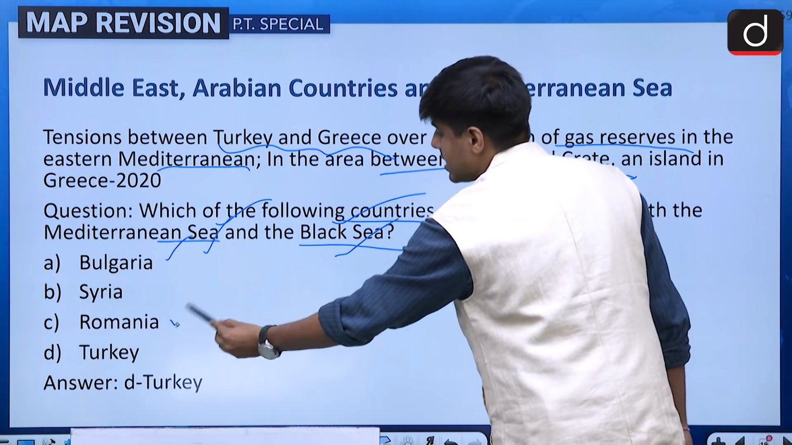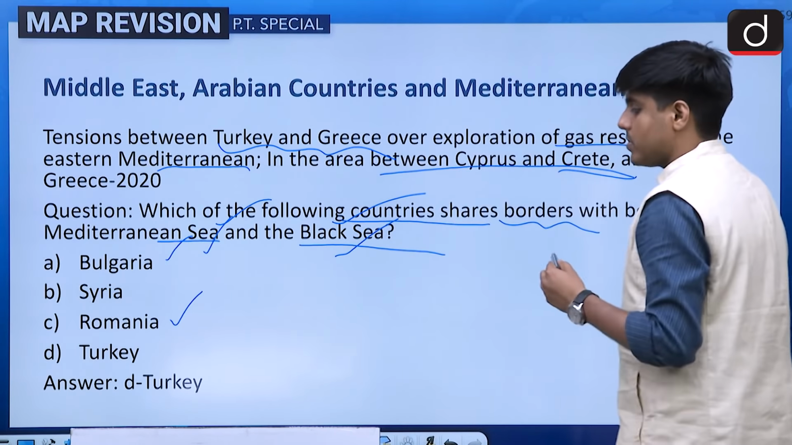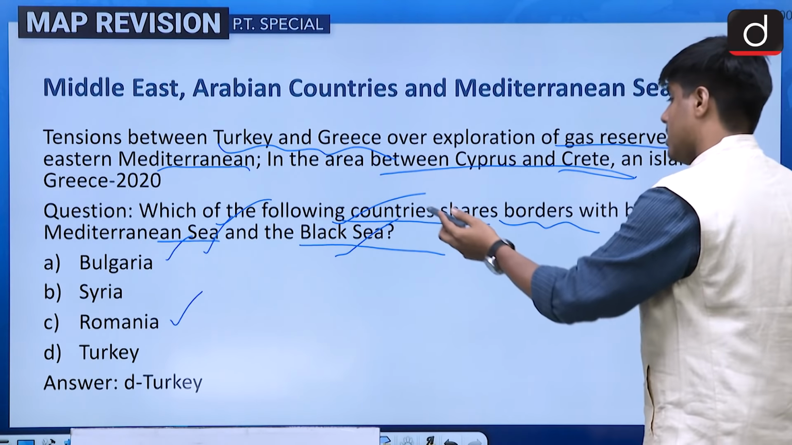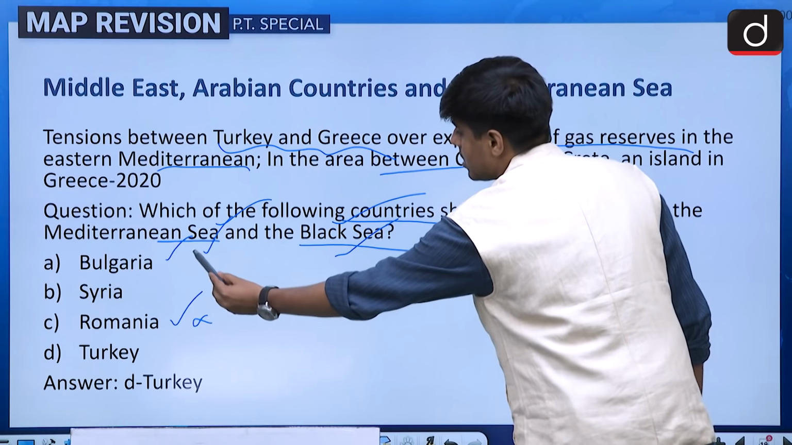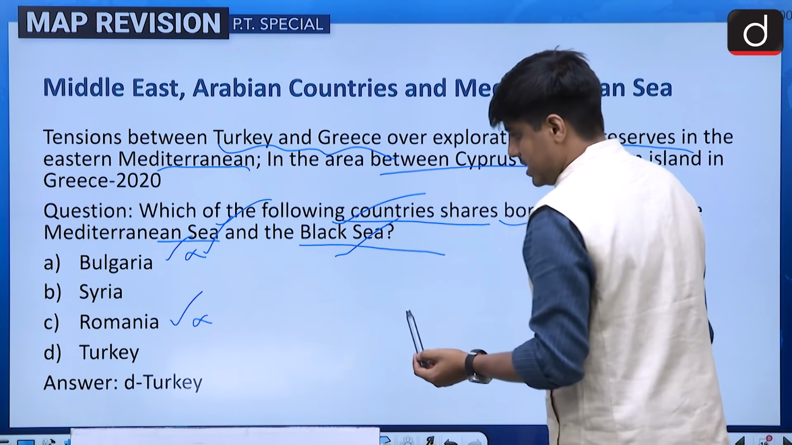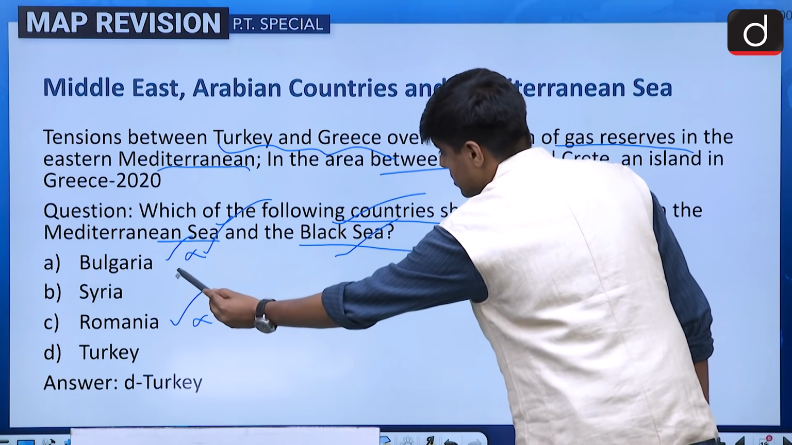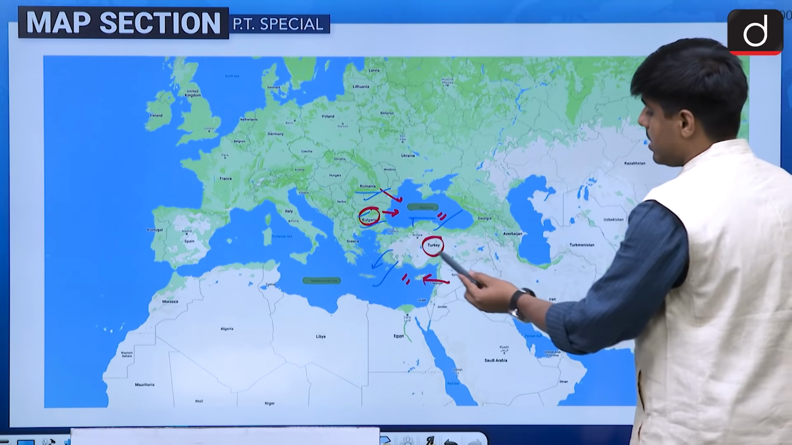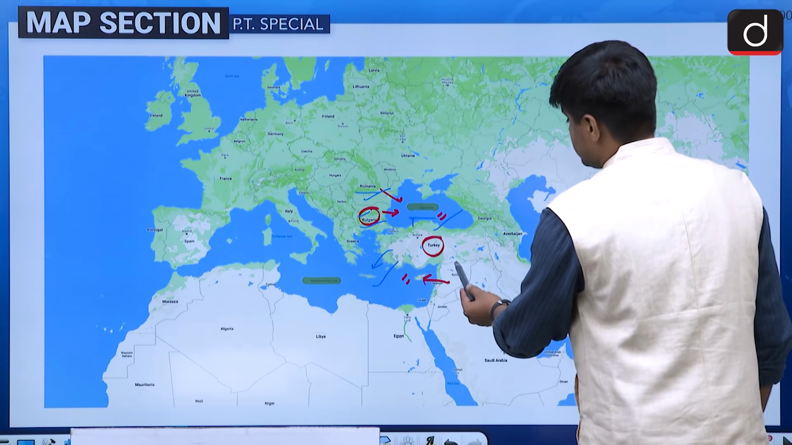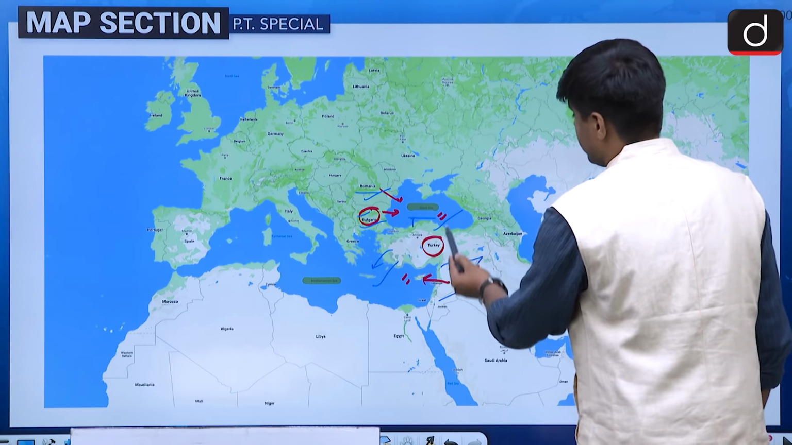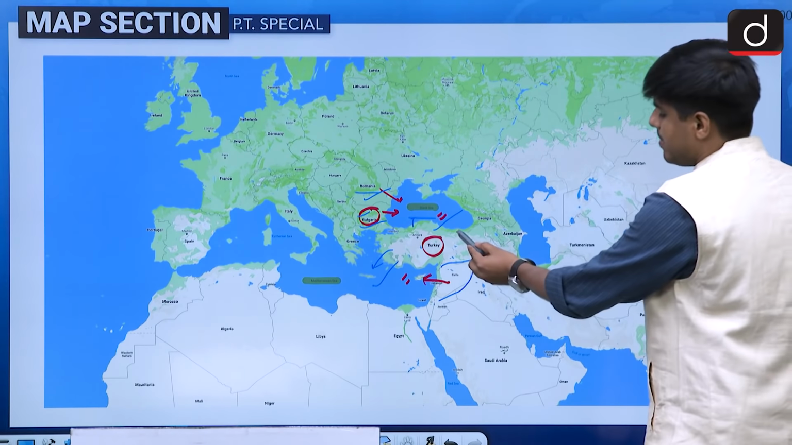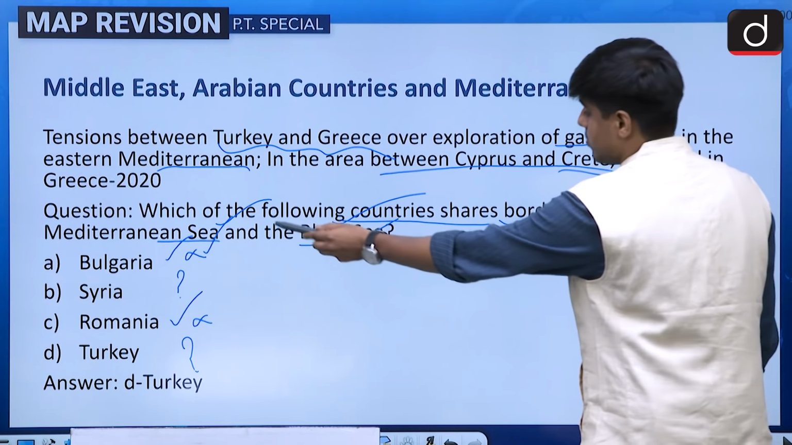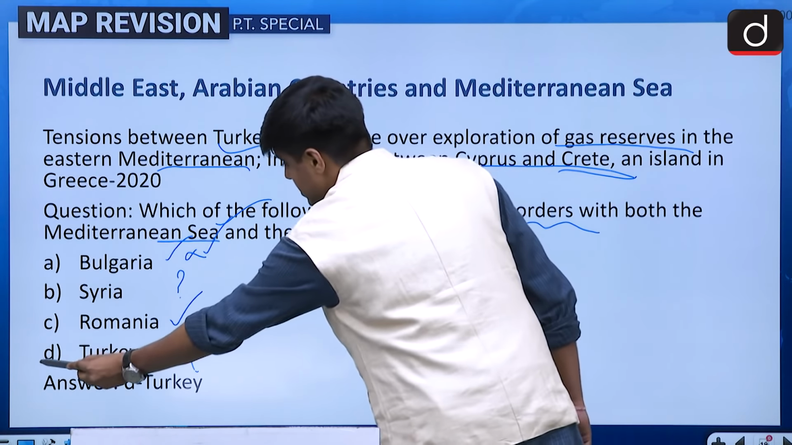Bulgaria and Romania lie in the eastern side of Europe. They were on the other side of the infamous Iron Curtain during the 1970s and 80s. So these are naturally out of the question because they do not touch Mediterranean Sea. There may be a doubt between Syria and Turkey, and once you have looked at the map, you know that Syria can't have a border with the Black Sea. It is much far away from Black Sea, basically separated by Turkey. So Turkey is the only country out of the given options which shares its border with both Mediterranean and Black Sea, and hence Turkey is the answer.